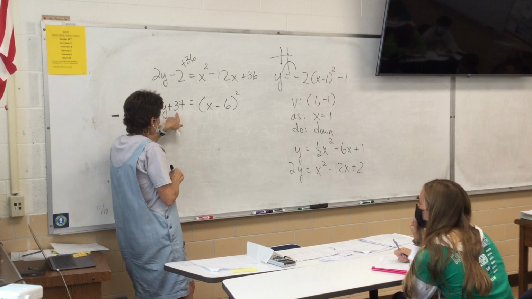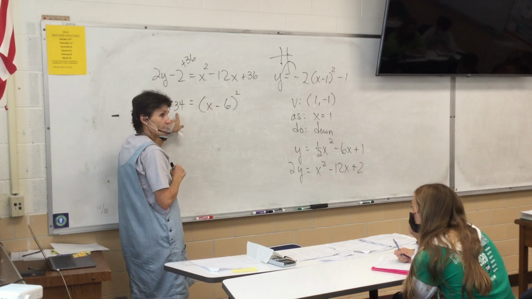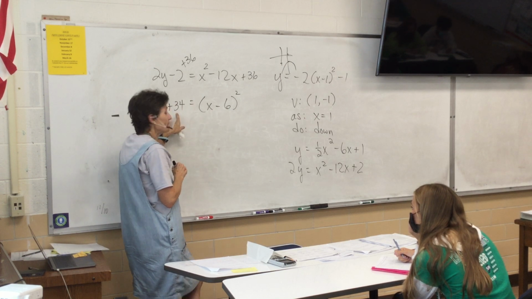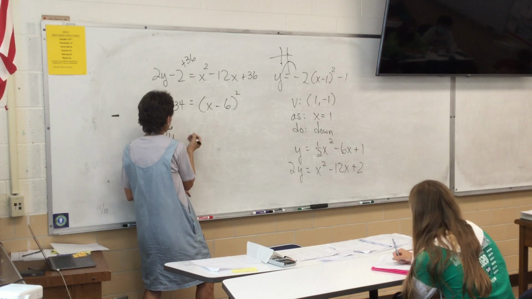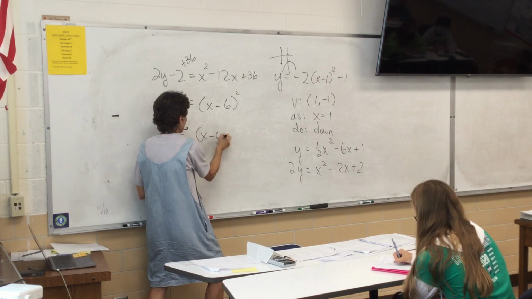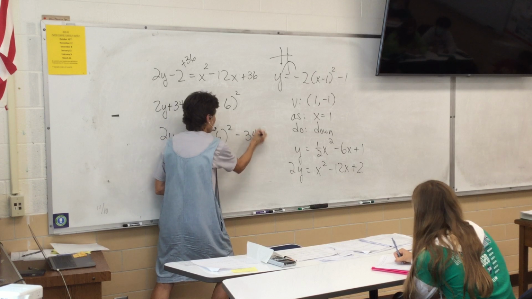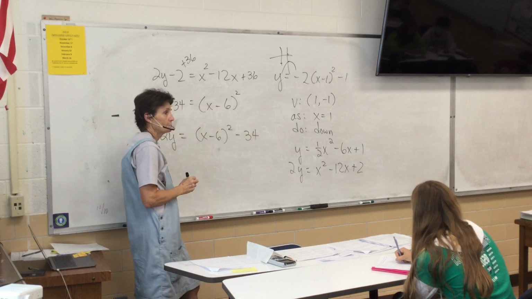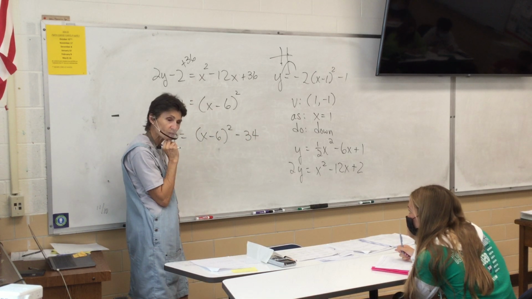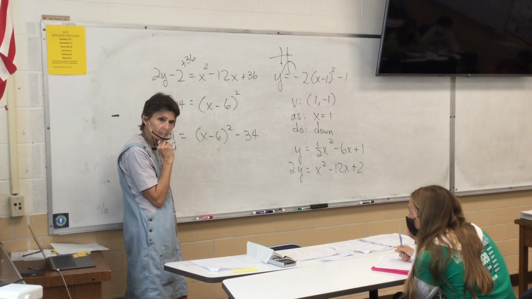Now, does that number have to be moved back over to the other side? Yeah. So let's go ahead and do that. So 2y equals x minus 6 squared minus 34. Now what's wrong with that equation? Got that 2 out there in front.